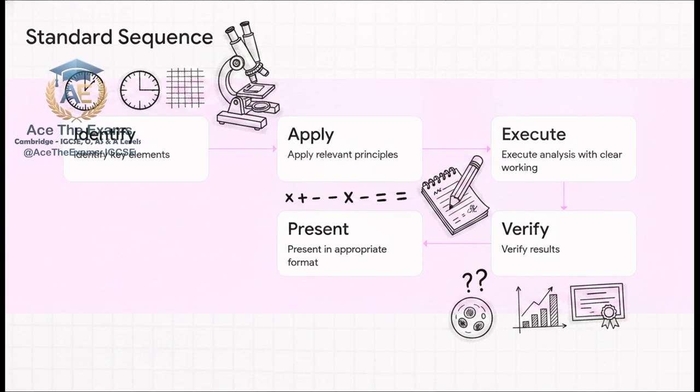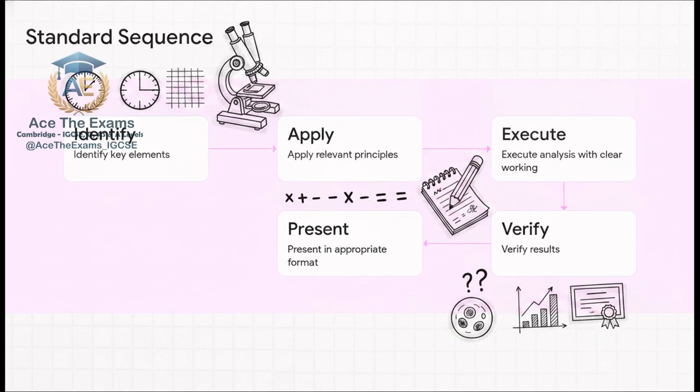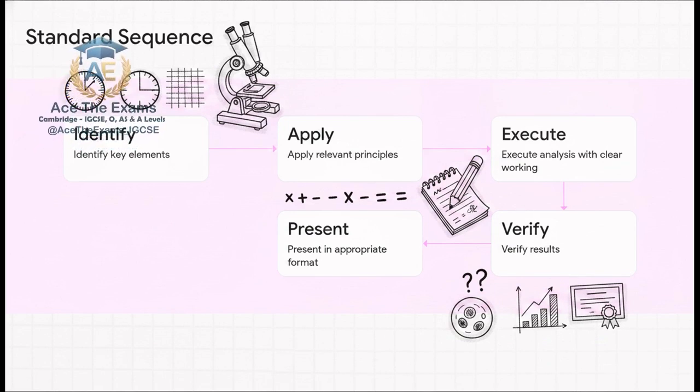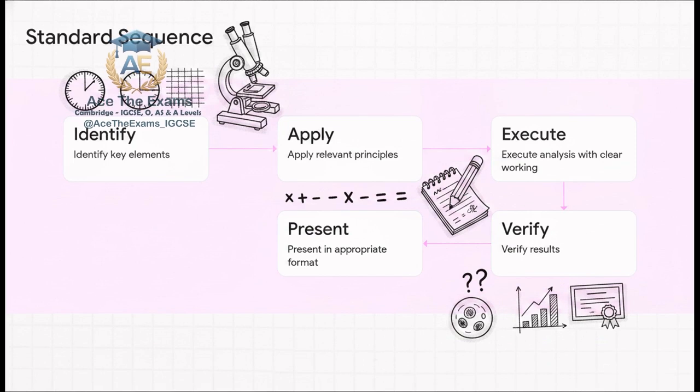1. Identify the key elements, meaning spot the stage micrometer value and the eyepiece divisions. 2. Apply the relevant principles of calibration. 3. Execute your analysis with crystal clear working. 4. Verify your results so you know they actually make biological sense. And 5, present it in the appropriate format. Look, if you skip showing your working because you just did the math in your head, you lose the method marks entirely. Write everything down.